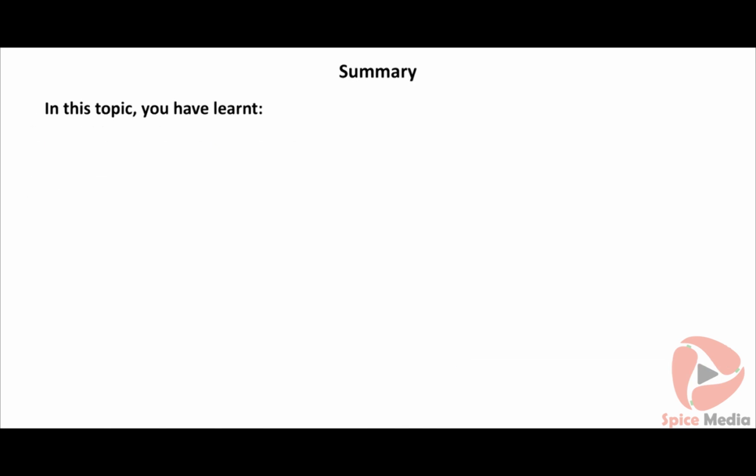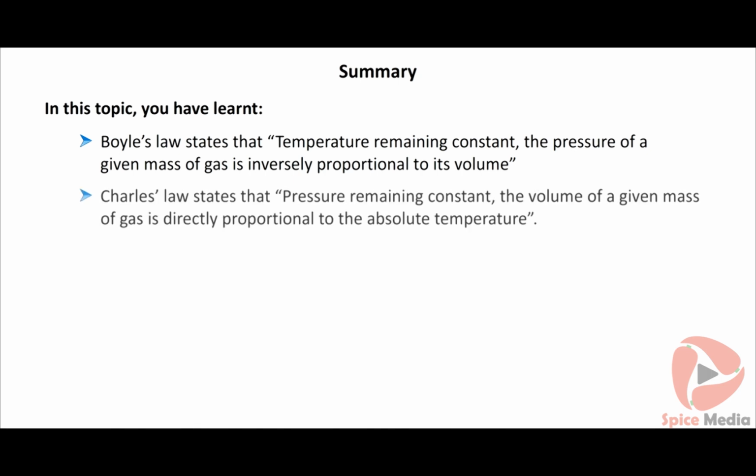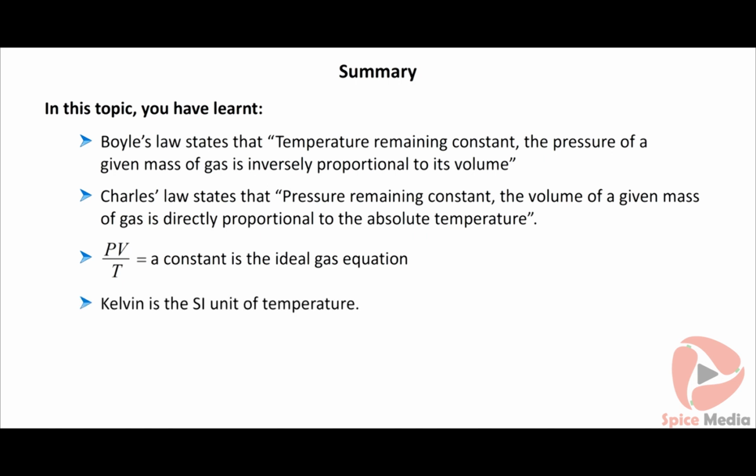In this topic, you have learnt that Boyle's law states that, temperature remaining constant, the pressure of a given mass of gas is inversely proportional to its volume. Charles' law states that, pressure remaining constant, the volume of a given mass of gas is directly proportional to the absolute temperature. PV by T is equal to a constant is the ideal gas equation. Kelvin is the SI unit of temperature.